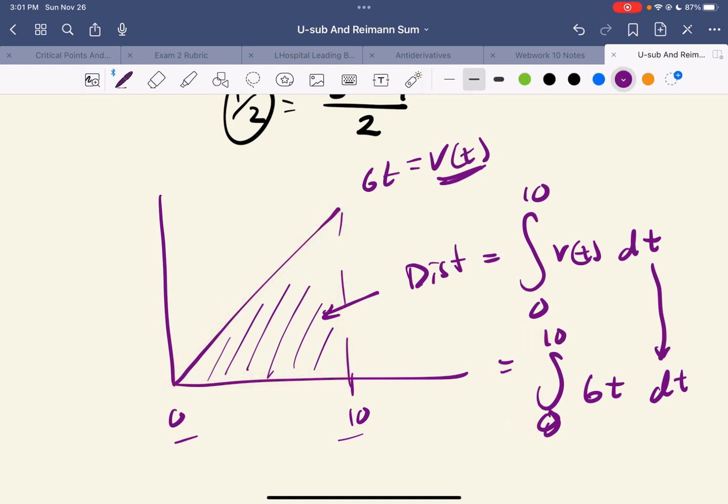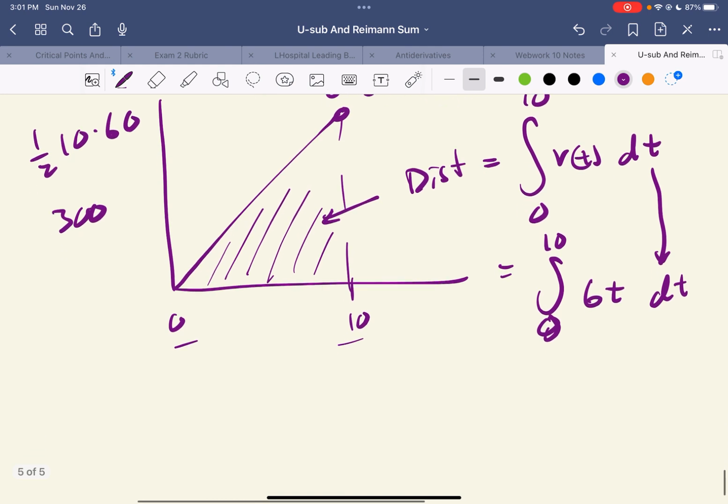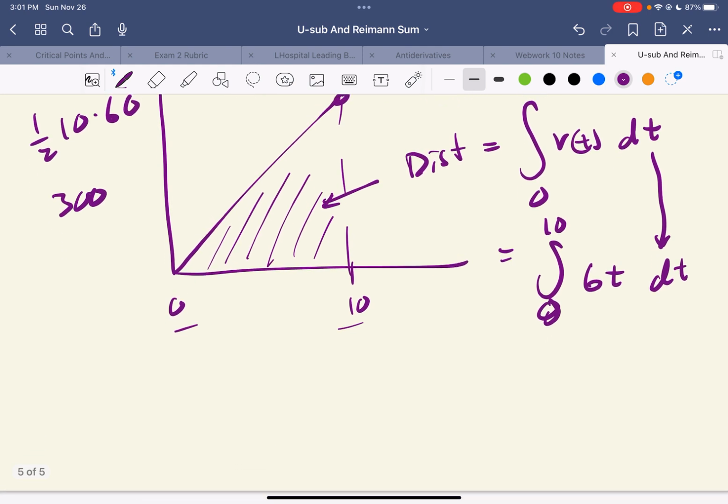And this is just a triangle. The height of this triangle is 60, if you plug in 10. So 1/2 base times height. That's 300. And what we're going to get to eventually is the fundamental theorem of calculus.